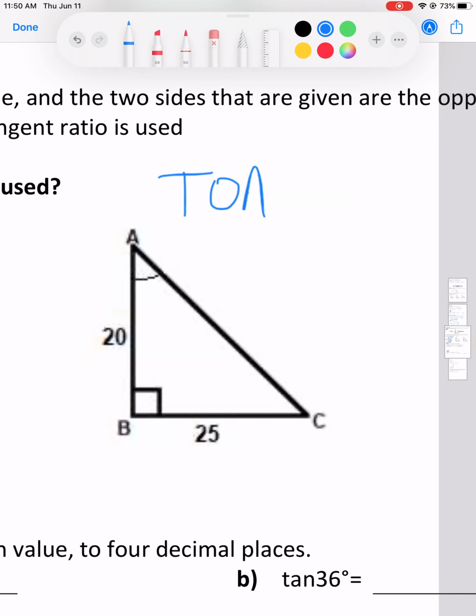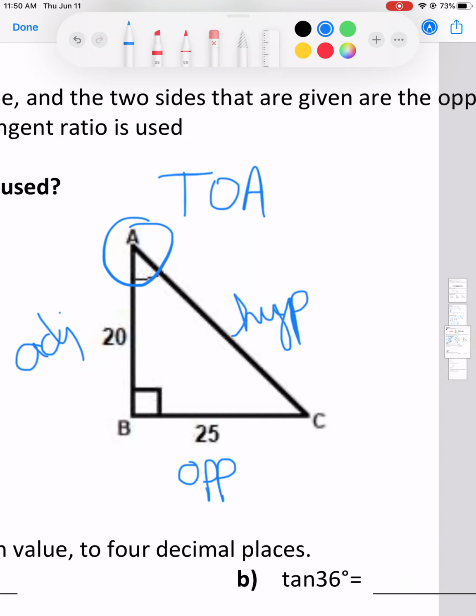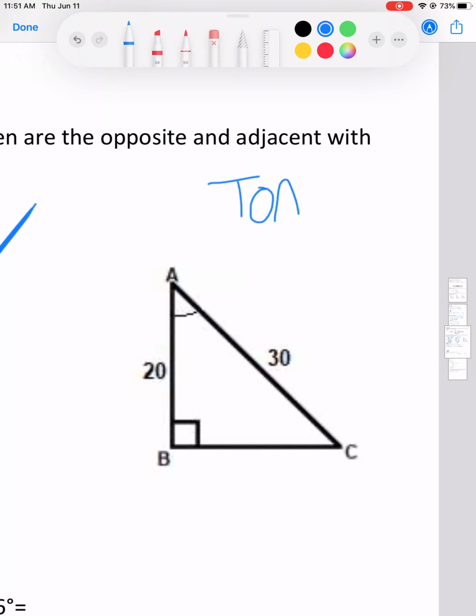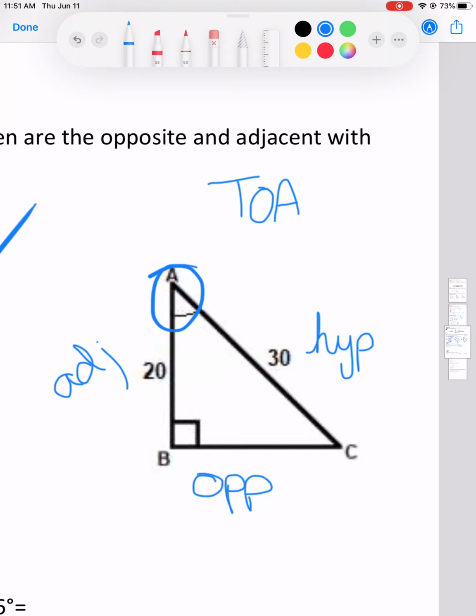Tan is equal to opposite over adjacent. So here's our angle. Here's our adjacent. Here's our opposite. Here's our hypotenuse. Okay, do we have an opposite? Yep. Do we have an adjacent? Yep, right? Because of these numbers here. So we can use tan here. Last but not least, here's my hypotenuse. If you're already saying, well, there's a hypotenuse, we don't use it, you're absolutely right. Here's my angle of interest. That means this is my adjacent, and this is my opposite. So opposite, do we have one? Nope. So we can't use this one either. Okay?